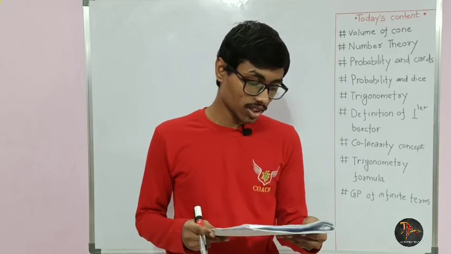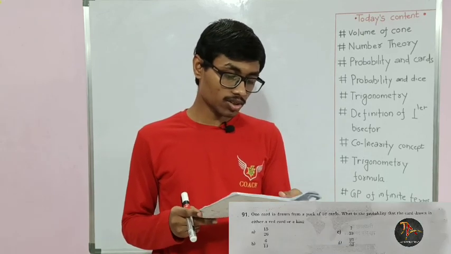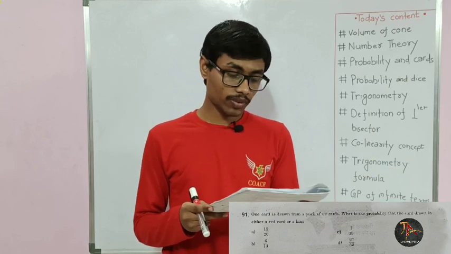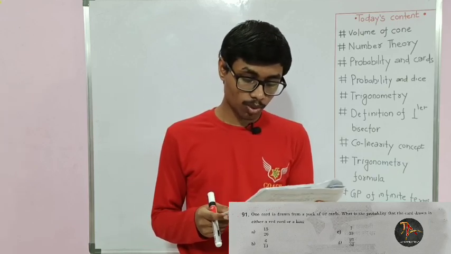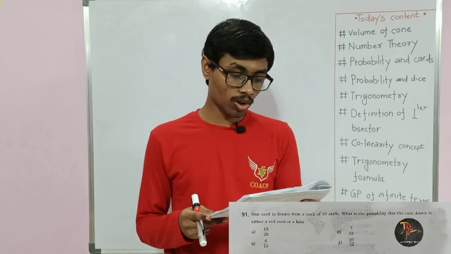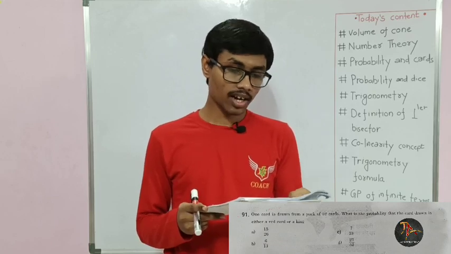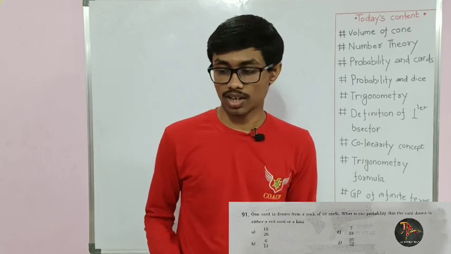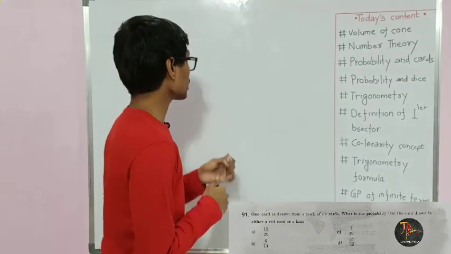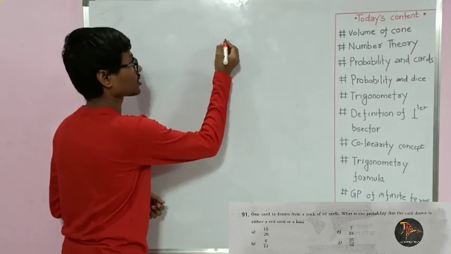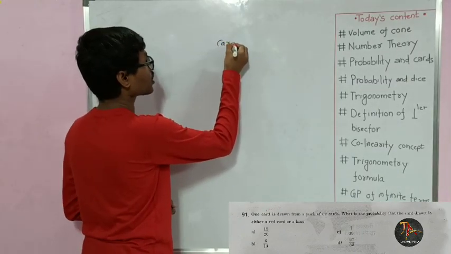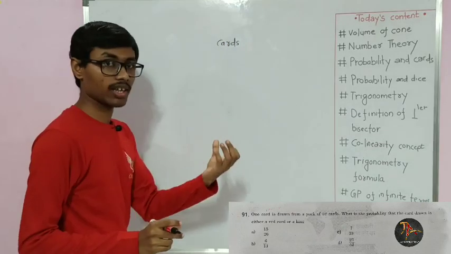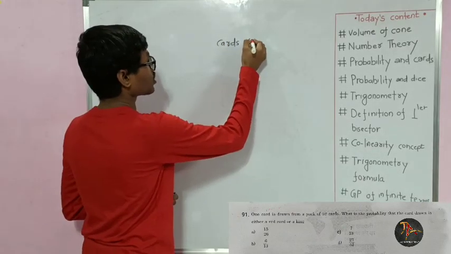In the next question, it is asked that one card is drawn from a pack of 52 cards. What is the probability that the card drawn is either a red card or a king card? Now, let me explain the concept of 52 cards. There are 52 cards in a deck.